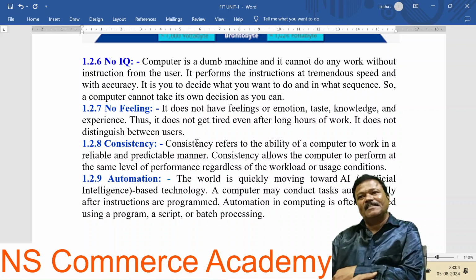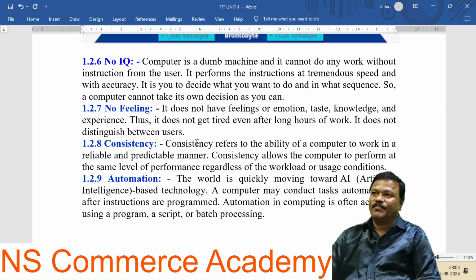Next, consistency is another feature of the computer. Here, consistency refers to the ability of a computer to work in a reliable and predictable manner. Consistency allows the computer to perform at the same level regardless of the workload or usage conditions.